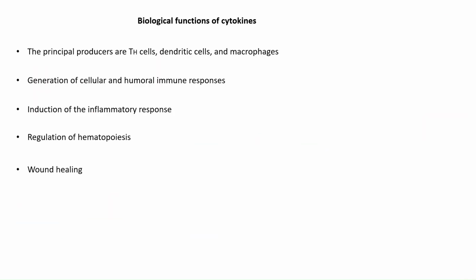Coming to the biological functions of cytokines, first of all, the key producers of cytokines are TH cells, dendritic cells, and the macrophages. These three cells are the principal producers of cytokines. Now, they help in the generation of cellular and humoral immune response. They help in the induction of inflammatory response, help in the regulation of hematopoiesis, and also function in wound healing.